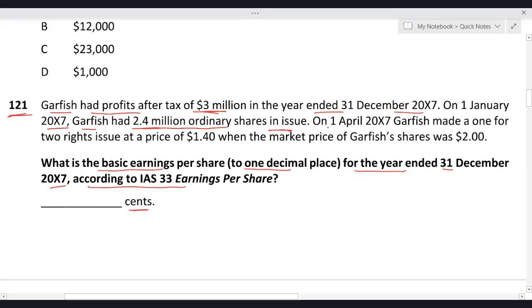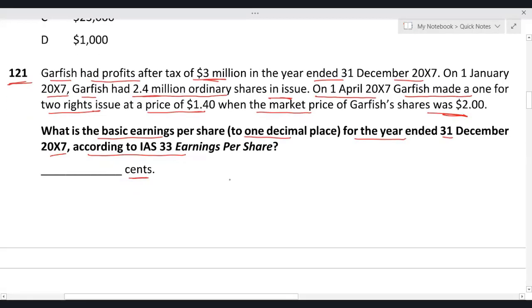Then on 1st April X7, Garfish made a 1-for-2 right issue at a price of 1.4 when the market price of the share was $2. Whenever there is a right issue, it is always advisable to first deal with the right issue. So let us first calculate the bonus fraction in the right issue, using shares, values, and total value.